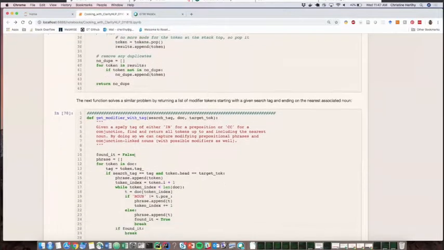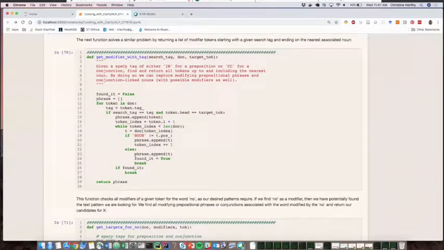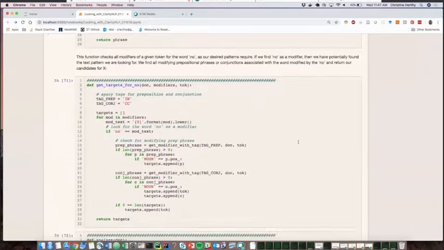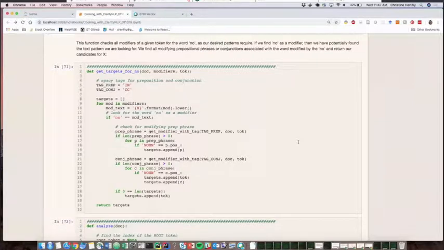If you scroll down, we have other functions for finding modifiers, and then another function for getting either prepositional phrases or conjunctions. How does a search tag differ from a starting token? Search tag. Which is a part of speech tag, right? Oh, it's a part of speech. Yeah, like we're looking for preposition or conjunction. That's just a tag. It's the tag that's assigned by spaCy. Yeah, there's a lot of data that spaCy appends to each term. That's just one tag there.